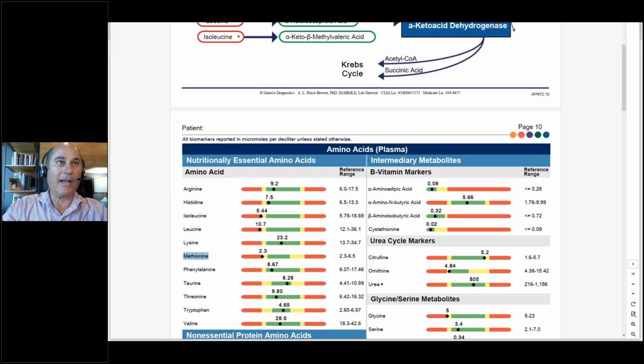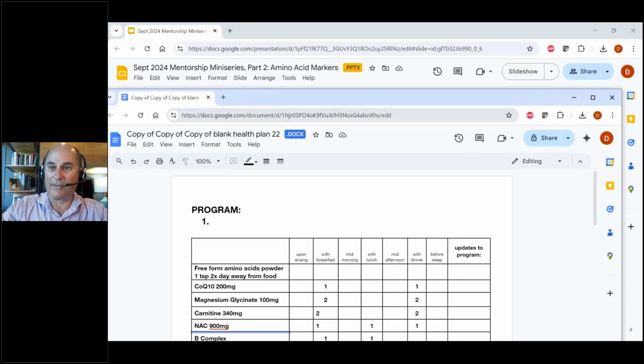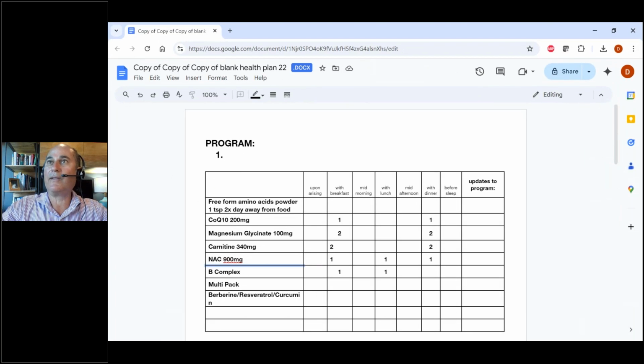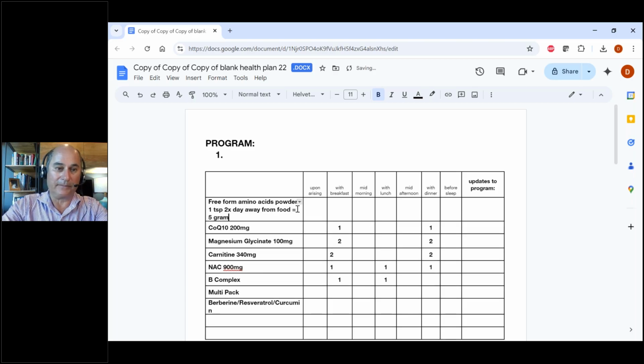And most of the time I'll do it with a powder because it's just easier. And this powder is often combined with a bunch of other things. So a typical free-form amino acid powder, 1 teaspoon 2 times a day away from food. That would be a standard dose of all the different aminos at one time. That is going to be equal to approximately 5 grams 2 times a day.